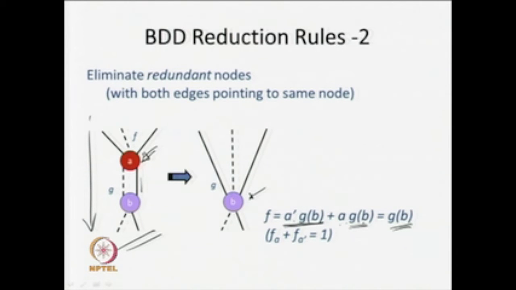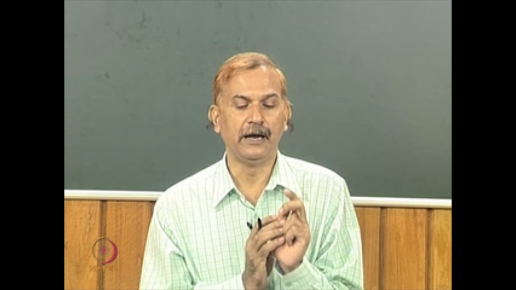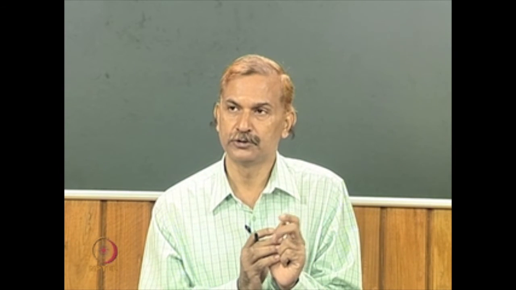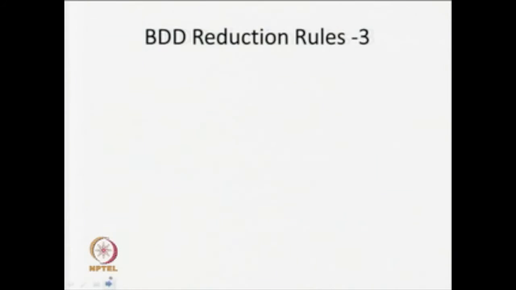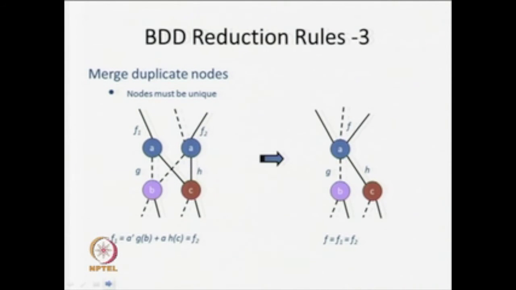After eliminating these redundant nodes, the size of the BDD gets reduced. That means we are going towards a compact representation of our Boolean function. So, the first reduction rule is elimination of duplicate terminals, and the second is elimination of redundant nodes. Now we have one more rule, reduction rule 3, which is merging of duplicate nodes. If we have some duplicate nodes, we can merge them together, and we get a simpler or reduced BDD.